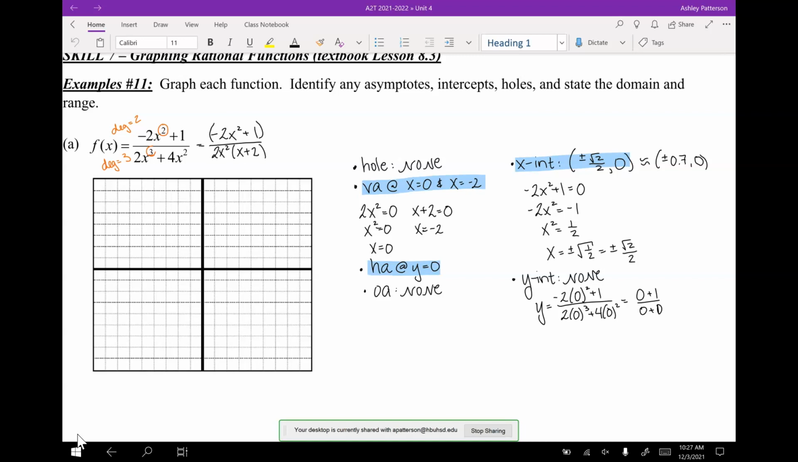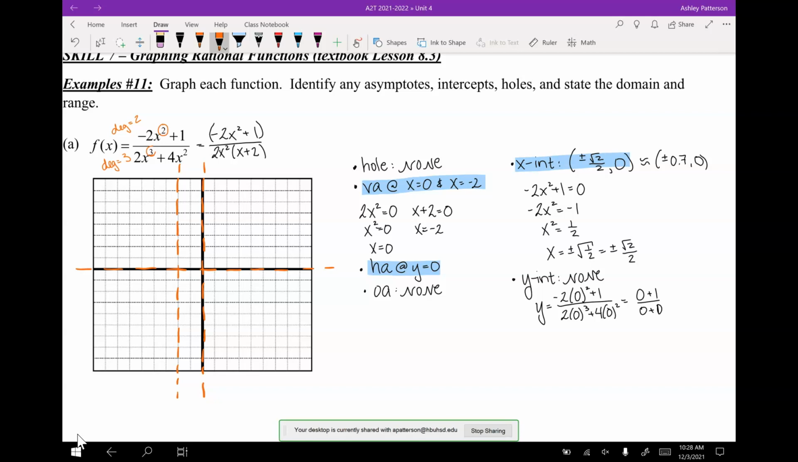Alrighty, let's go ahead and graph our characteristics before we journey into actually sketching the rational function. We have an x equals 0 vertical asymptote. Please make sure that these are dashed lines. And x equals -2. There's a horizontal asymptote at y equals 0. Also a dashed line.